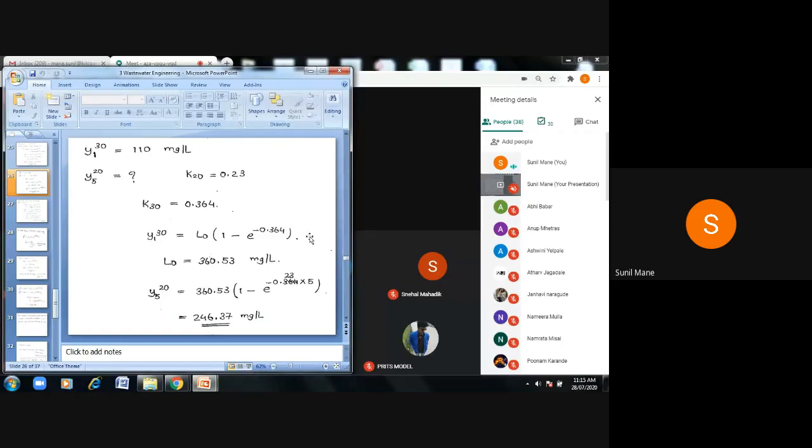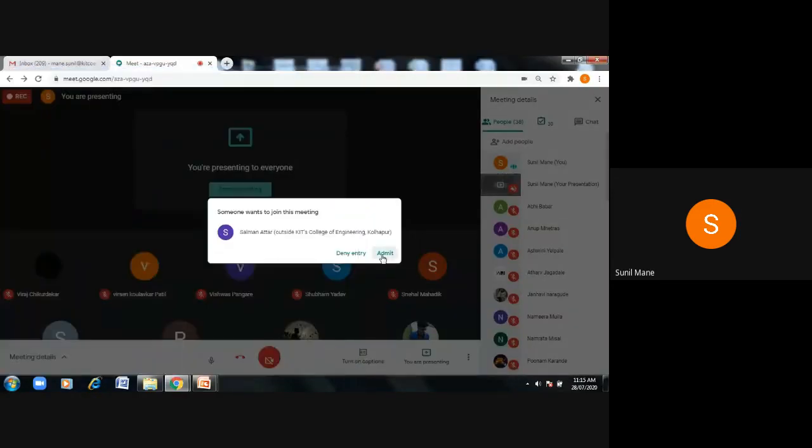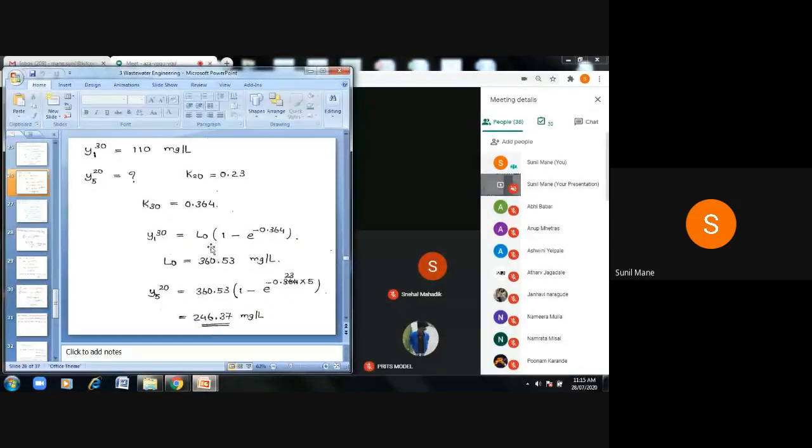Okay. So with the help of this formula, it is possible for us to get L0, that is the initial organic matter at day 0. After these calculations, we get the initial organic matter as 360.53 milligram per liter. So this would be the initial organic matter being present.